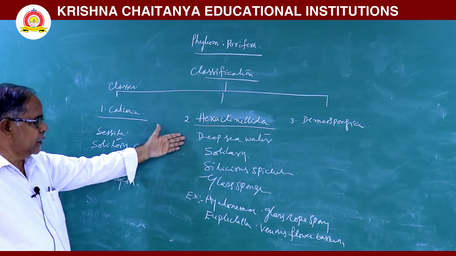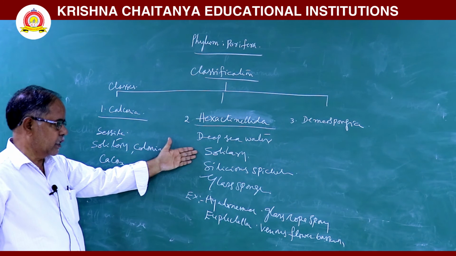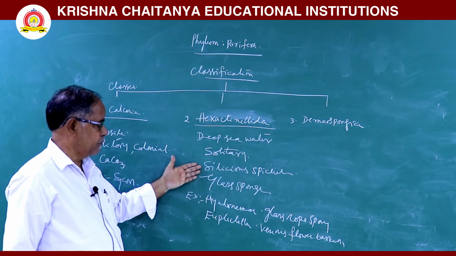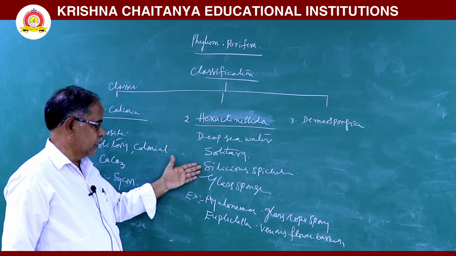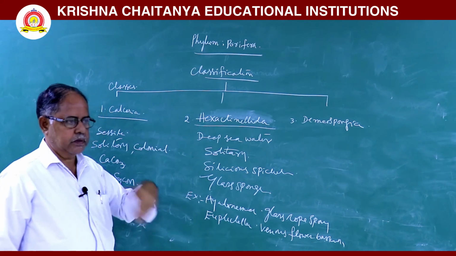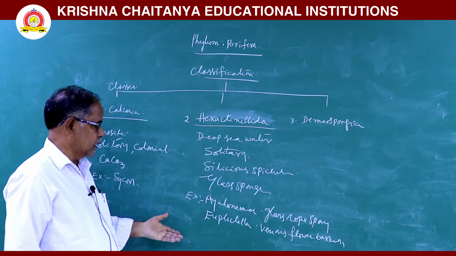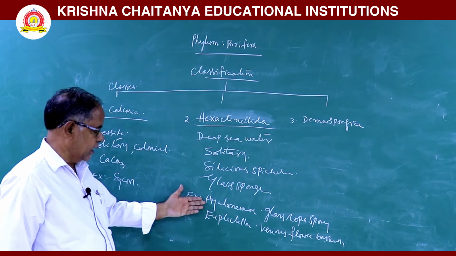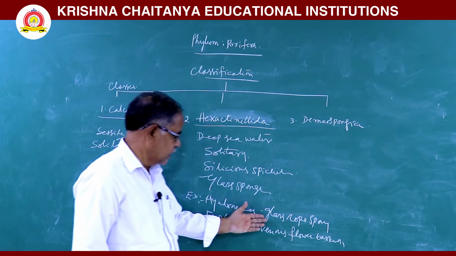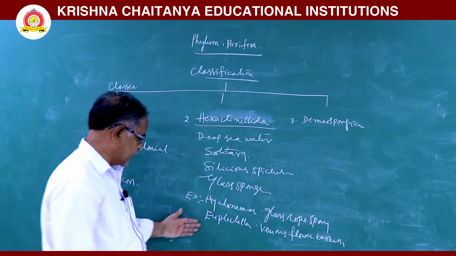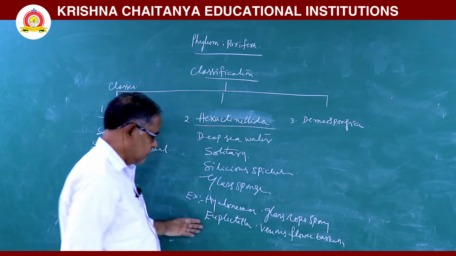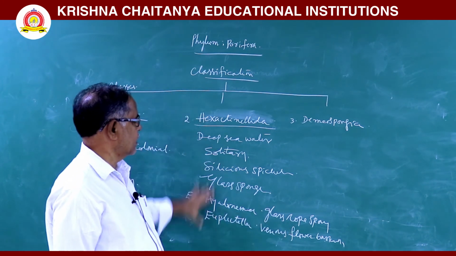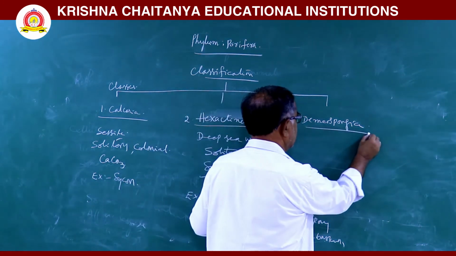Hexactinellida animals live in deep sea water. They are solitary. Here spicules are made up of siliceous material. The animal looks like glass. They are very transparent animals, so they are called glass sponges. For example, Hyalonema is called a glass rope sponge. Next, Euplectella is called a Venus flower basket. That is about Hexactinellida.